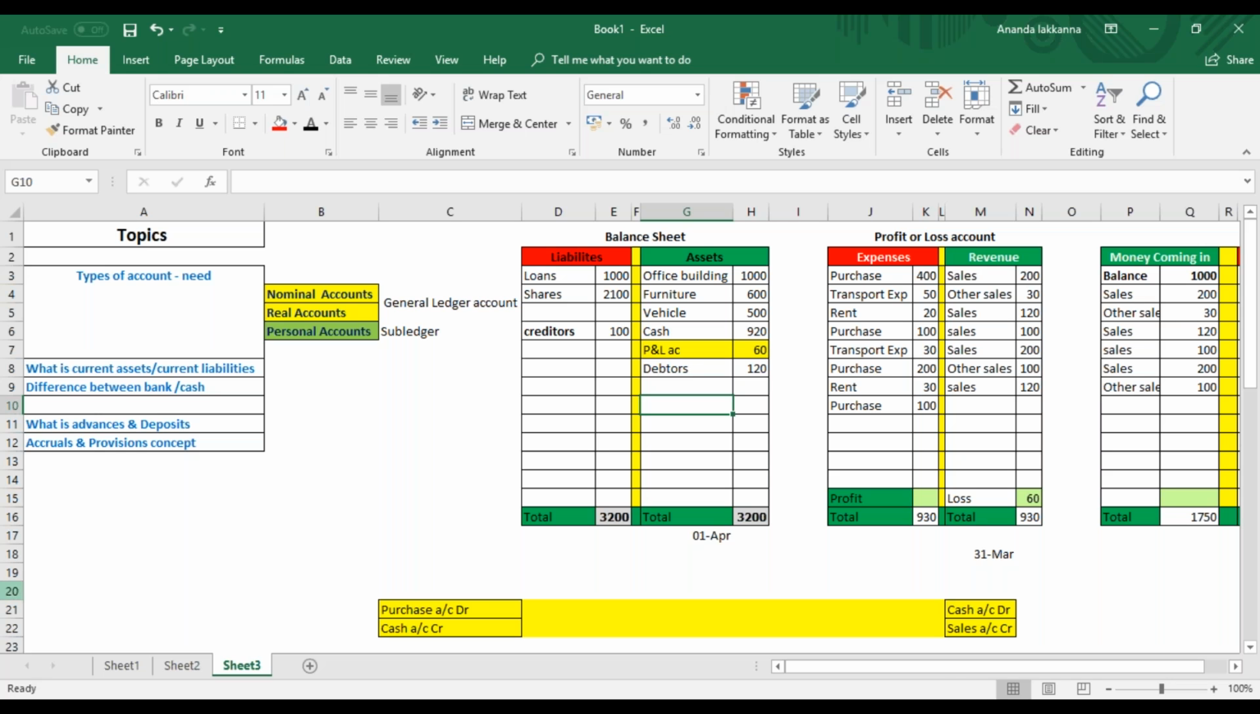Let me go fast with these three topics. These are very simple. Generally, students enter blind towards bank and cash. Just have this idea before entering.